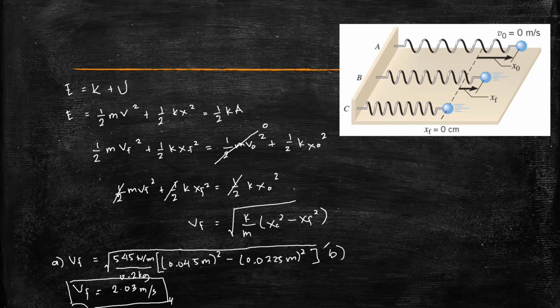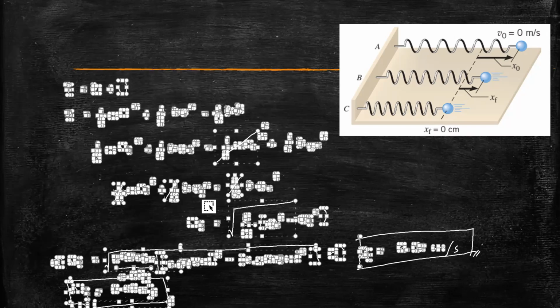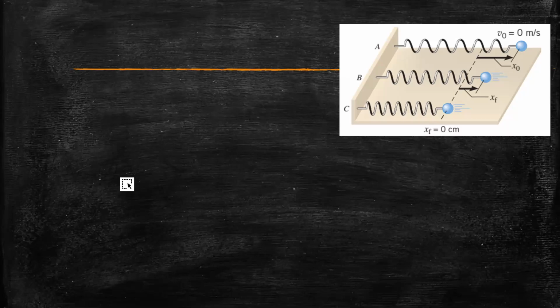Part B. At 0, what is the final translational velocity? Applying the same formula and substituting the value of 0 for xf, Vf is equal to 2.35 meters per second. Okay, so that's it. Try to solve our test your understanding problem.